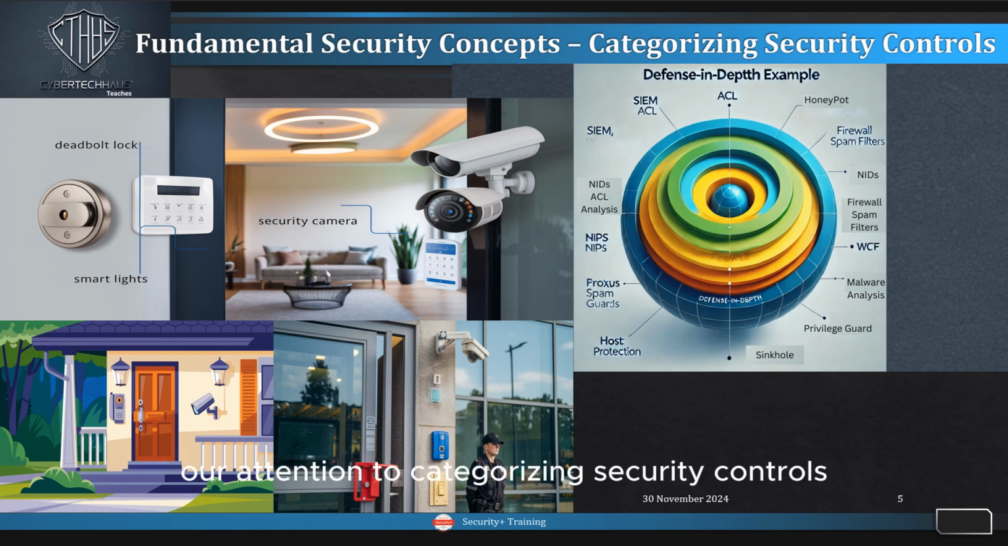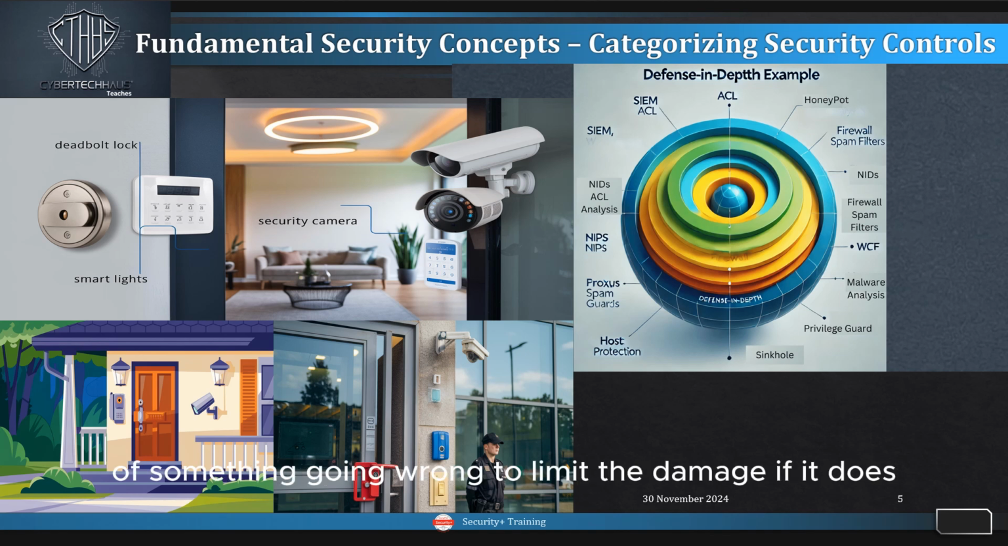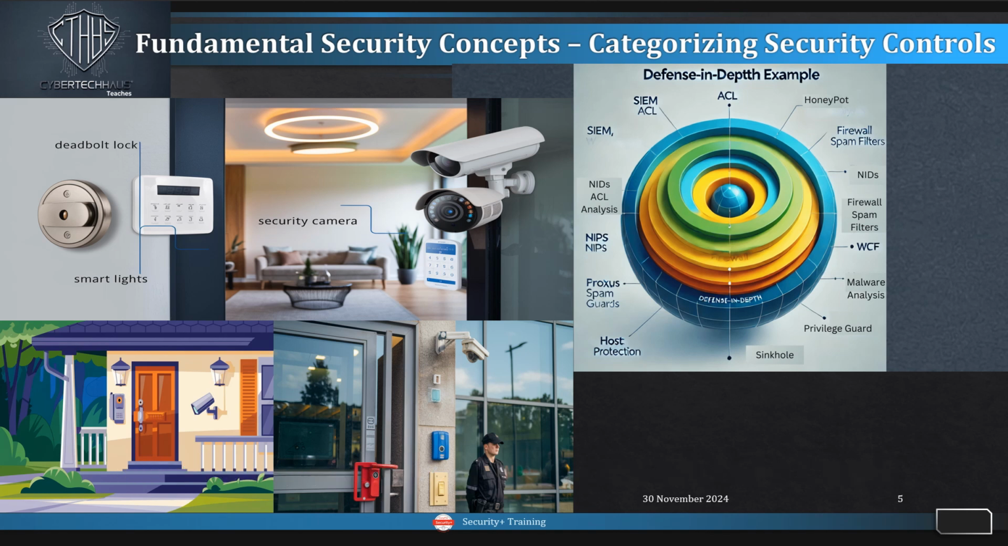Now, let's turn our attention to categorizing security controls. When we talk about security controls, we are really talking about all the tools, processes, and strategies security professionals use to manage risks. These controls are put in place to help reduce the chance of something going wrong, to limit the damage if it does, or to spot issues when they arise.